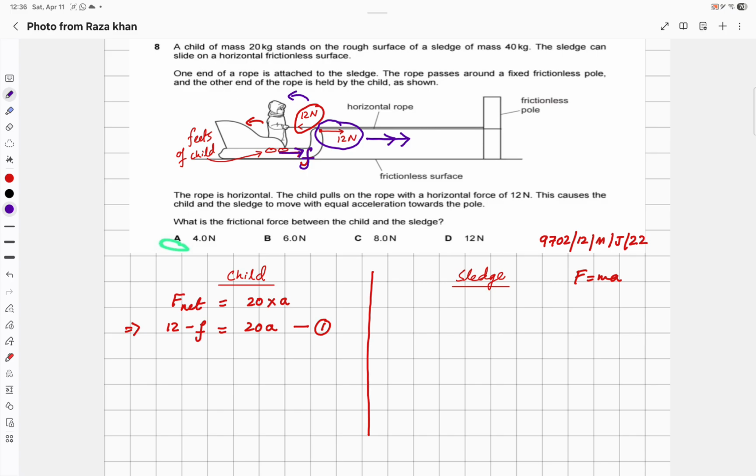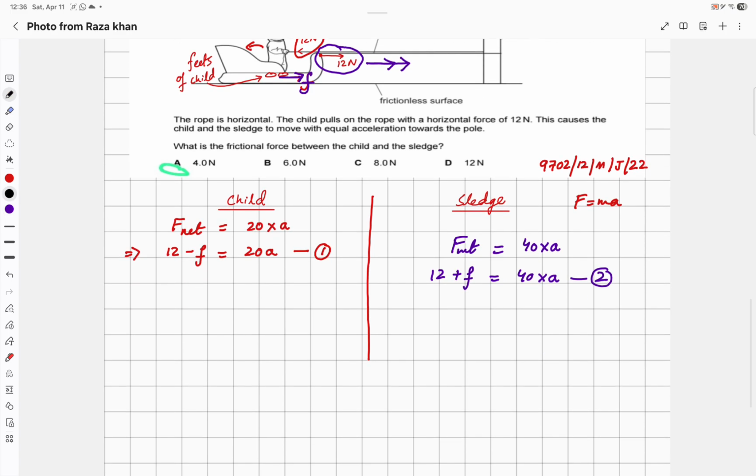Therefore, on the sledge, the two forces acting are 12 Newton plus the force of friction. In fact, F net would be, first of all, m into a. The body is the sledge, therefore the mass is 40 multiplied by a, and the resultant force is actually 12 plus F equals 40a. Make it equation number 2.